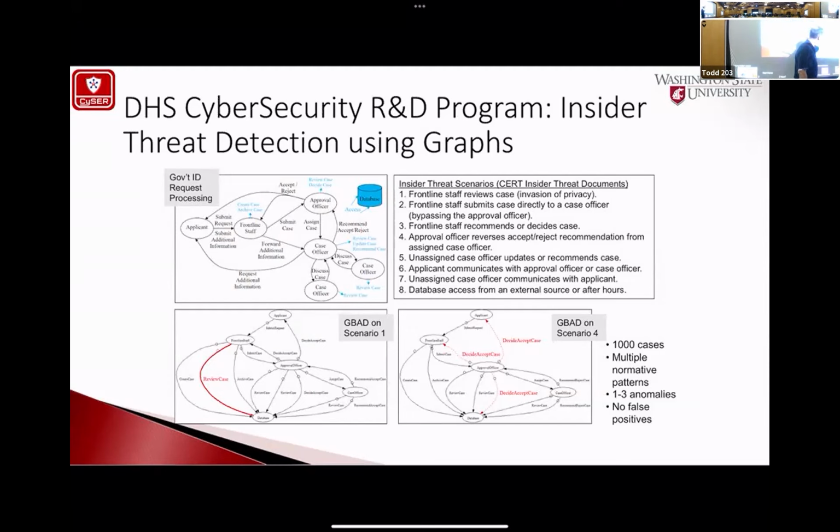The case is kind of blurry, but hopefully you have the slides in front of you. The case officer is recommending reject, you can't see it there, but then the approval officer is recommending an accept. Now it's certainly possible that the approval officer would decide not to follow the recommendation of the case officer, but it's very unusual, and in this case worth looking at, as perhaps the approval officer was compromised in some way for this particular person that's trying to get a passport.